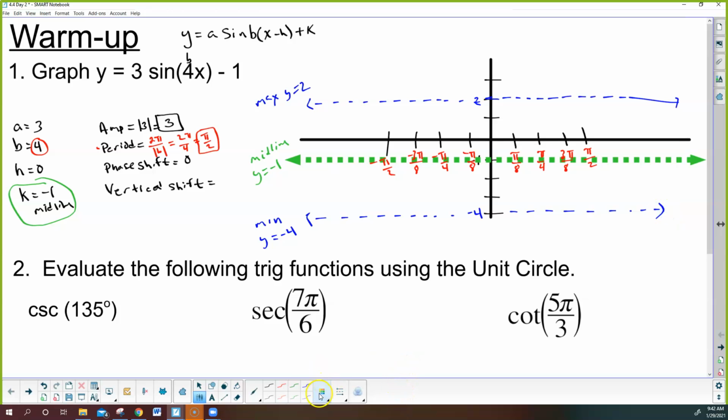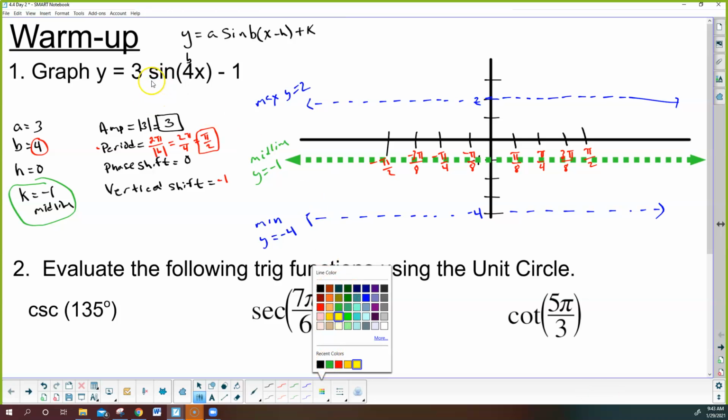Okay, so we have our period. That period basically gives us these values here. We applied our vertical shift. The vertical shift was negative 1, right? That shifted everything down 1. Now I have everything I need. I just have to graph. So let's pick a color that'll show up here.